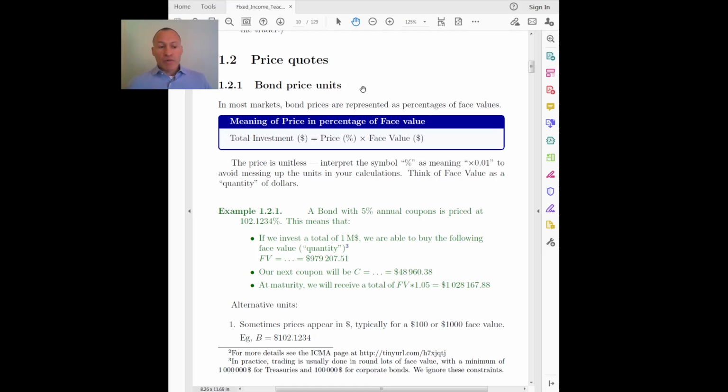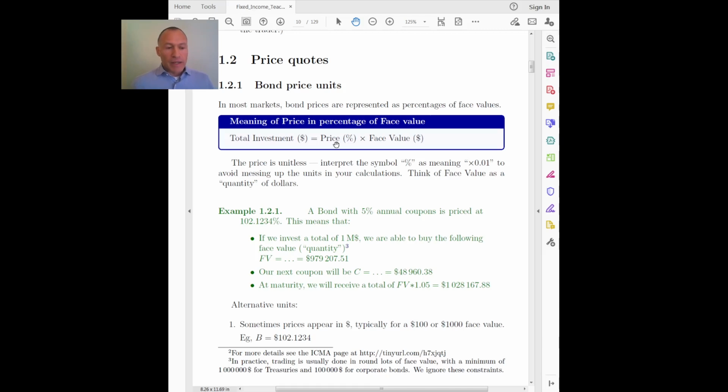Nowadays prices are not quoted in money anymore. They are quoted in percentage. Well, percentage of what? Percentage of face value. So that is sometimes a little bit hard to understand. So I think the best way to think about the meaning of that price as a percentage of face value is to think about it as in this equation. So this is the market price that you see posted in Bloomberg, for example.